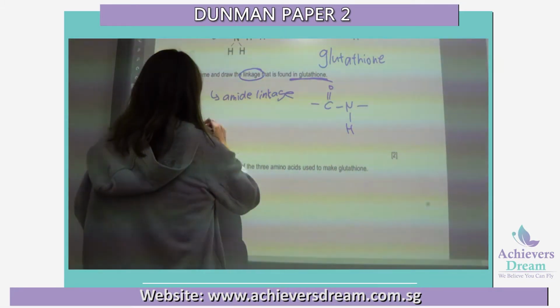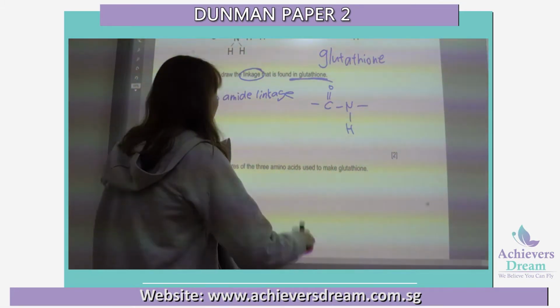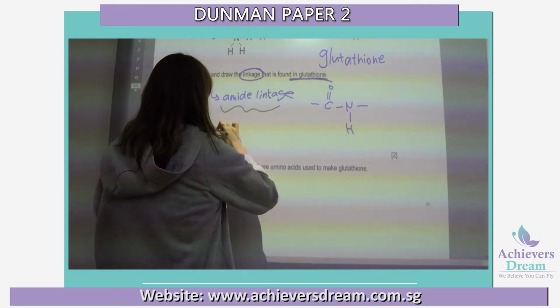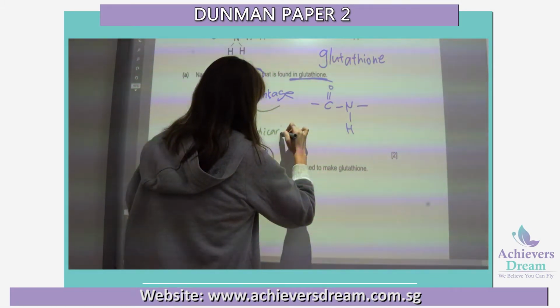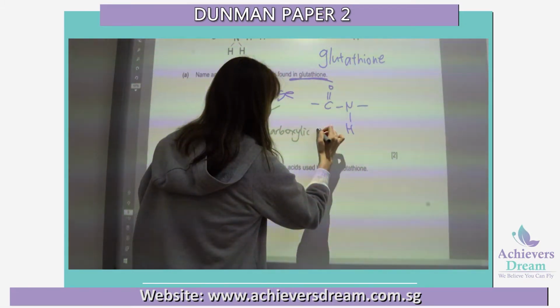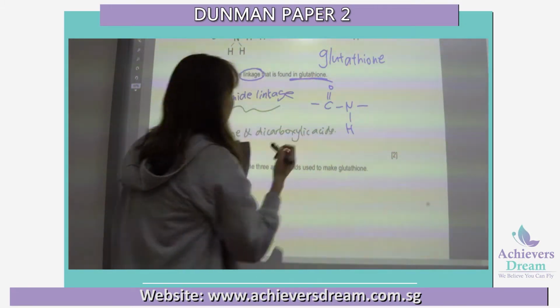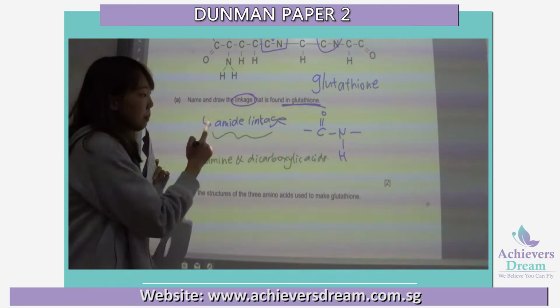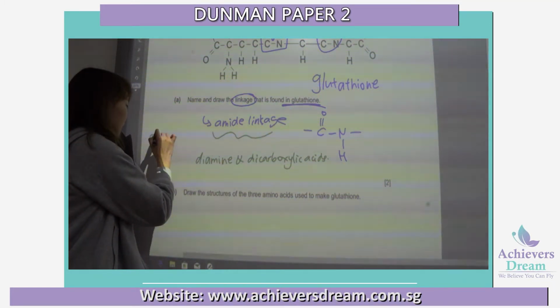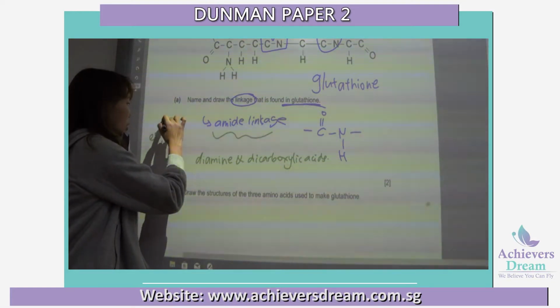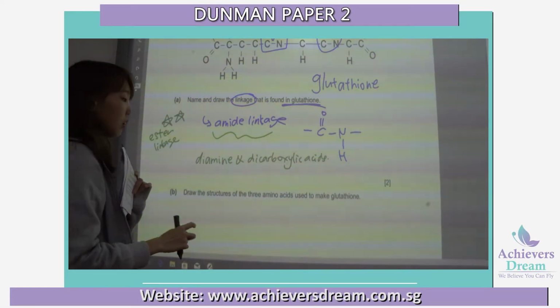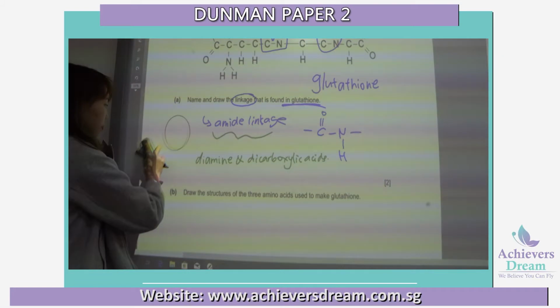It is formed from diamine and dicarboxylic acids. You must be very familiar with how your amide linkage and your ester linkage look like. These two are the most common linkages that they will test on.